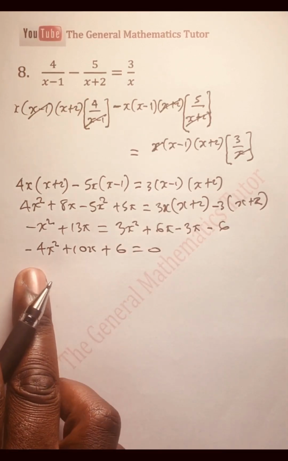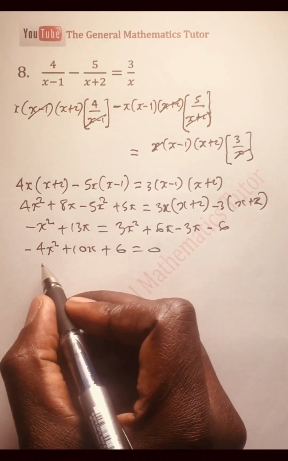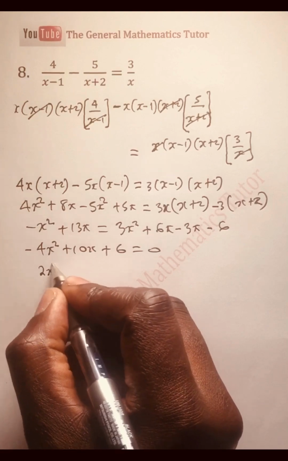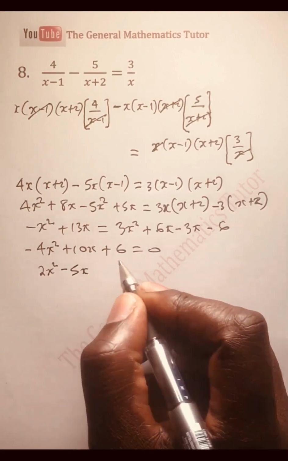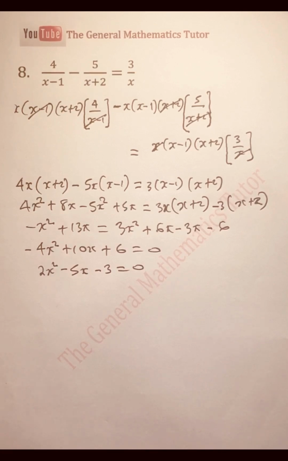So again, we can simplify this equation by dividing through by negative 2, because negative 2 can divide every term there. So we have 2x squared minus 5x minus 3 is equal to 0. So that is the standard form of the quadratic equation that we have there. So now we can solve this using factorization method.